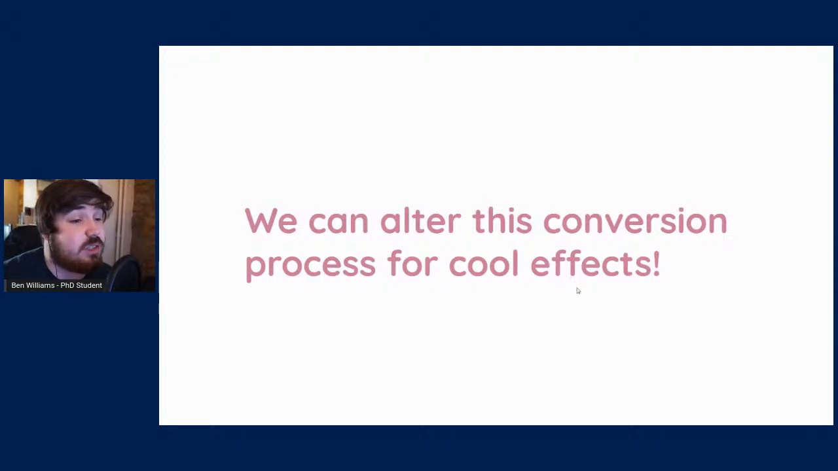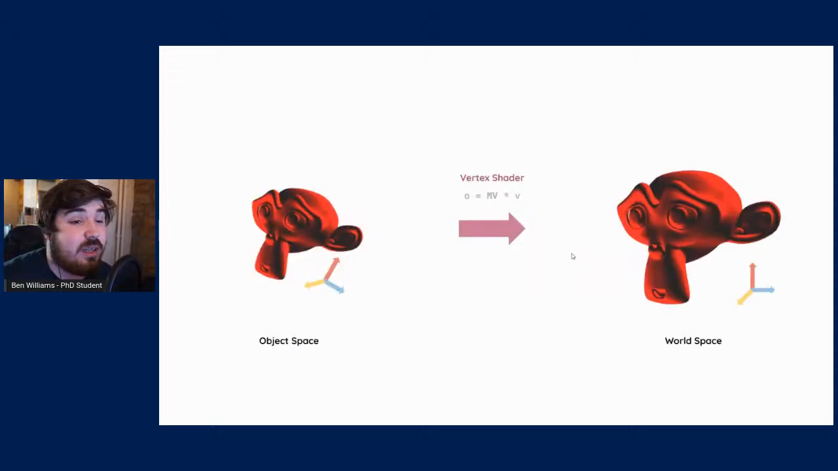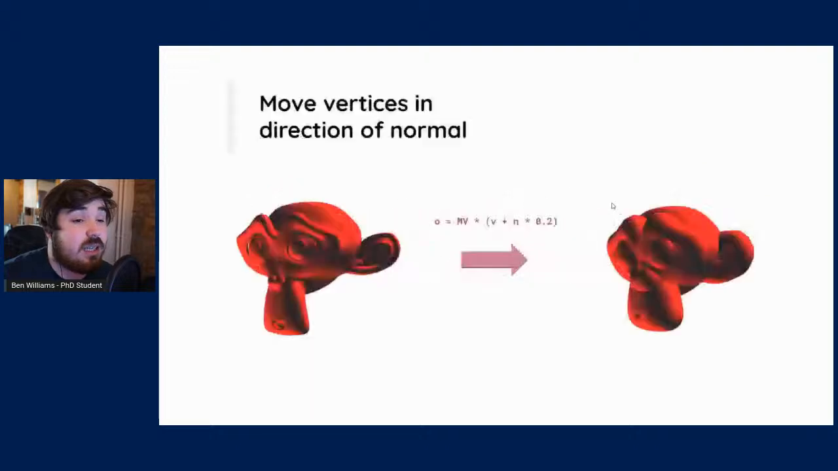Now we can alter this conversion process for some really cool effects, and this is how we can make some really interesting visual effects. Here you can see it was just the model view matrix times the vertex. If we change that process to the model view matrix times the vertex plus the normal times 0.2, 20%, then we get this weird, inflated effect. All that's happening here is each vertex is being moved along its normal.